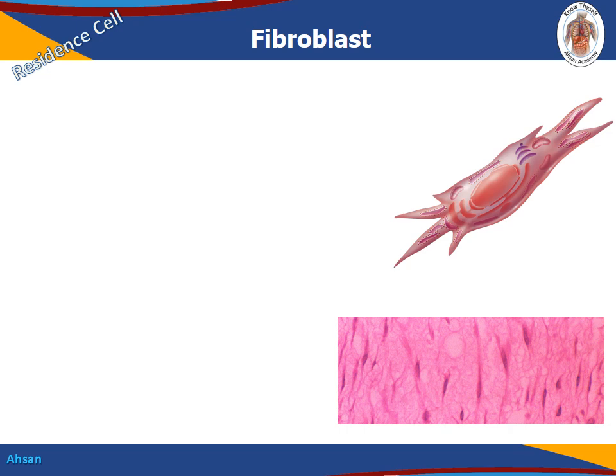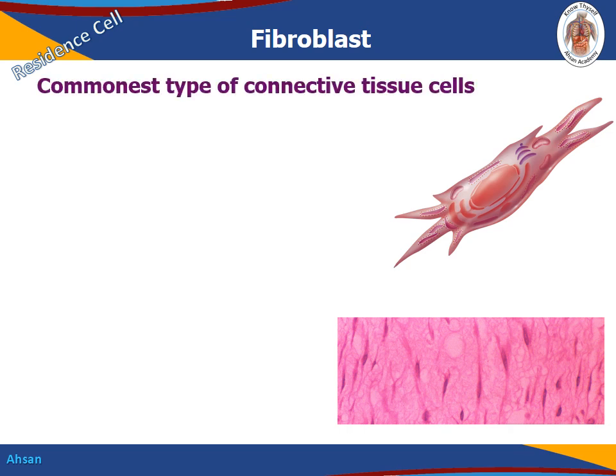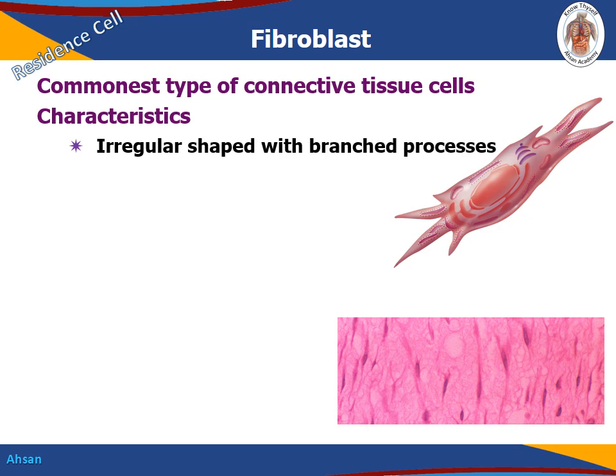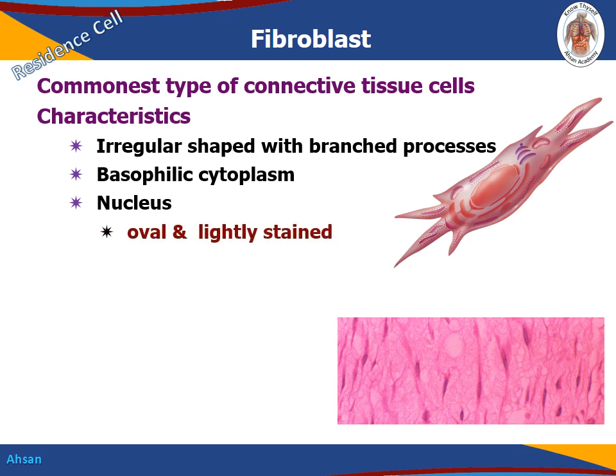Fibroblast is the most commonly available cell in the connective tissue, and it is irregular in shape with branched processes. You can see a 3D diagram, and in the lower part is the microscopic appearance. Under the microscope, this fibroblast looks like this one. It has lightly basophilic cytoplasm. The nucleus is usually oval and lightly stained, and a prominent nucleolus is there.